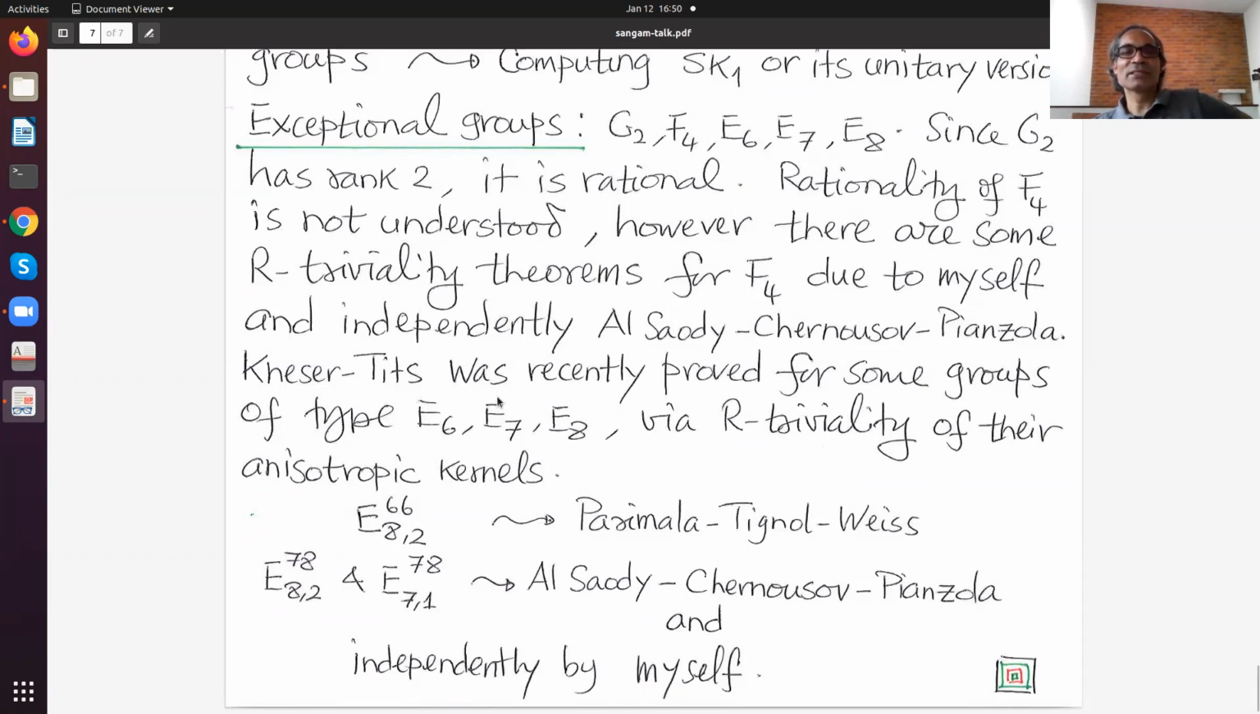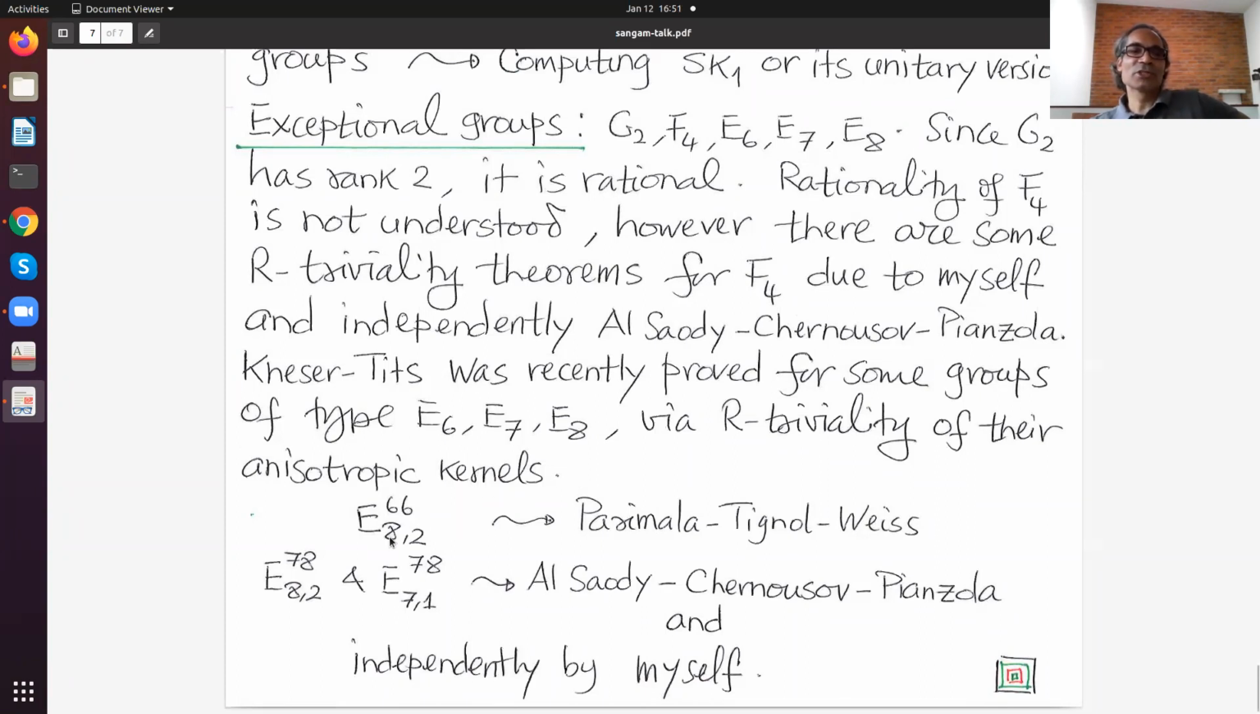The Kneser-Tits conjecture was recently proved for some groups of type E6, E7, and E8. E6 was by Garibaldi, E7 and E8 again, I will come to this. But the technique was using R-triviality of what are called anisotropic kernels. So isotropy is not necessary. To prove R-triviality, you can do it for any group. The notion makes sense in general.